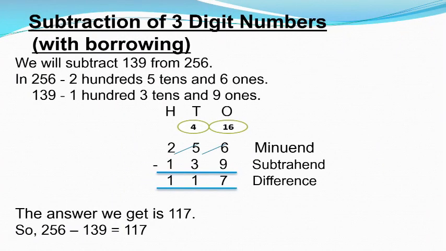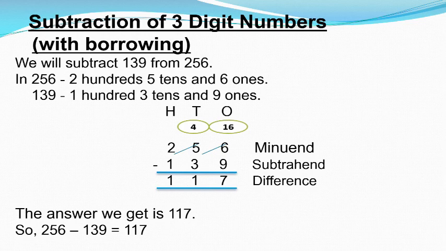Subtraction of 3-digit numbers with borrowing. We will subtract 139 from 256. Let's subtract ones first. In ones column, 6 minus 9. Students, we cannot subtract 9 ones from 6 ones. So, we will borrow 1 tens from tens column.